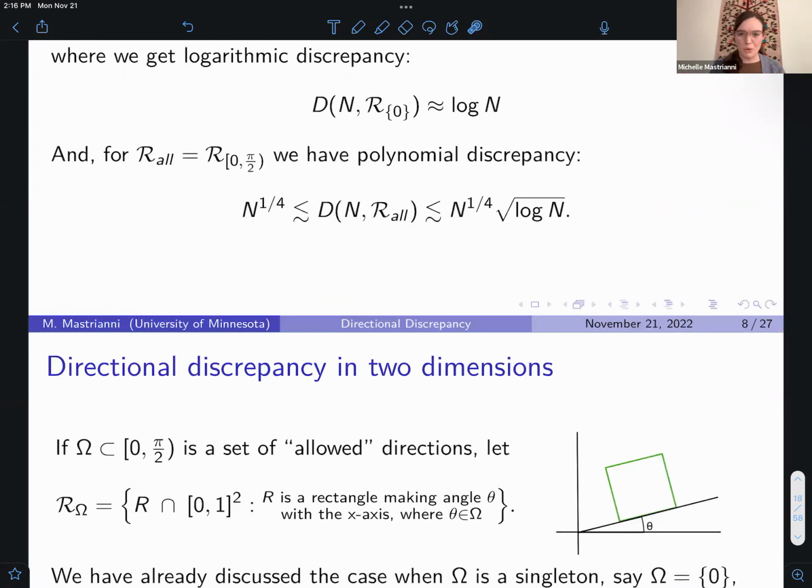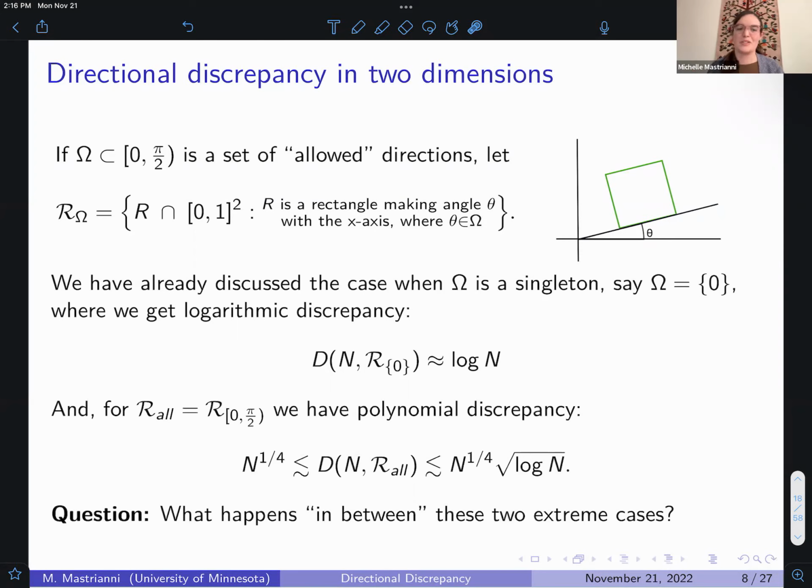So our fundamental question in the rest of this talk is what happens in between these two extreme cases. If you allow for more rotations than a single rotation, but you still restrict the set of rotations in some sense, what happens? What's the correct order of the discrepancy?